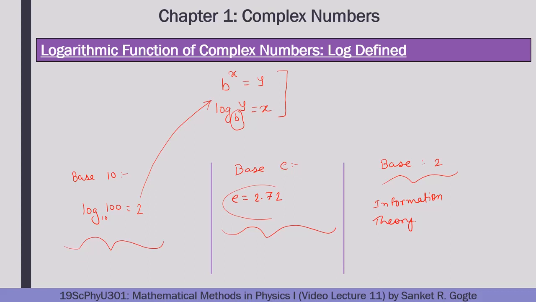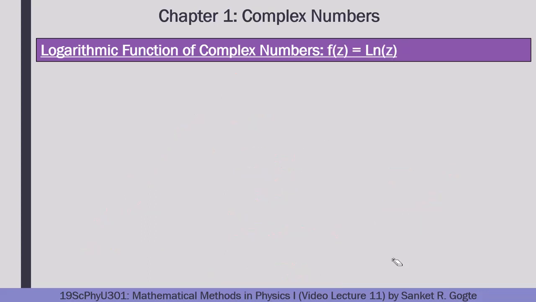For complex numbers, we will be sticking to log to the base e, and when we consider these logs, they are called natural logs. And therefore, many times, instead of writing them as log to the base e, it is written as natural log, ln of the given number. So we will be using this notation. Let's define this function f of z, which is equal to log of z or natural log of z.